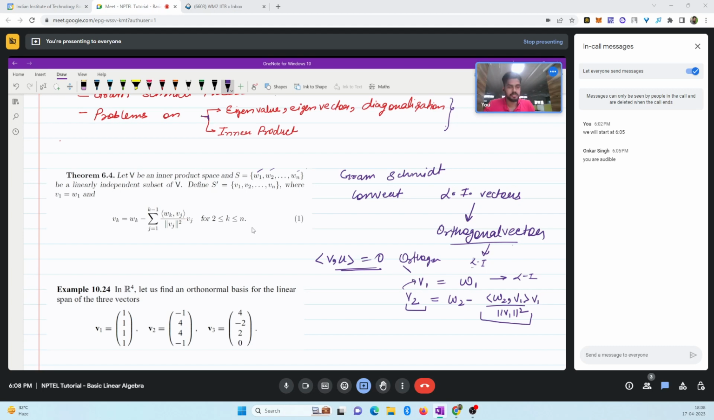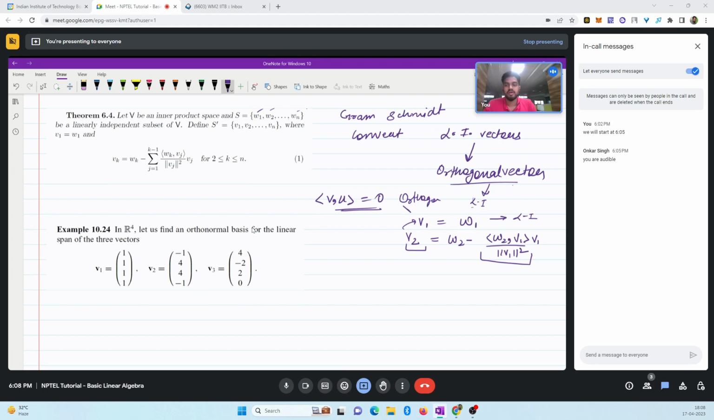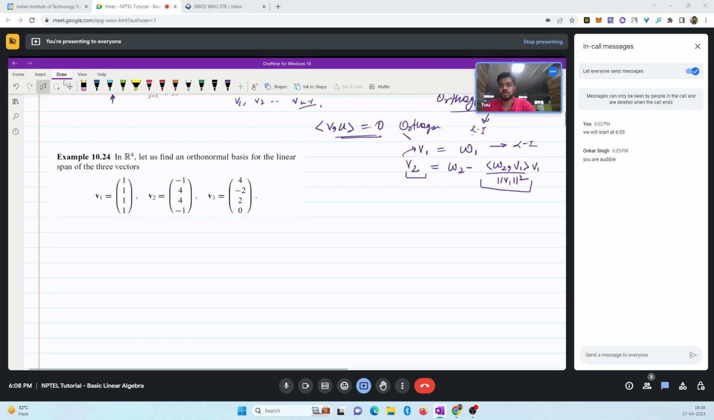and hence we will get one more element in our orthogonal set. Similarly, here is the formula for vk. In order to obtain vk, from wk you subtract the projection of wk on all of v1, v2 till vk minus 1. Last time I did an example. I'll do one more so that it is much more clear how we approach this kind of problem.